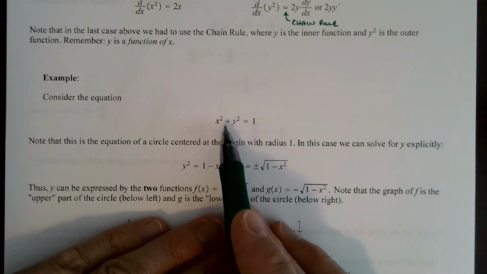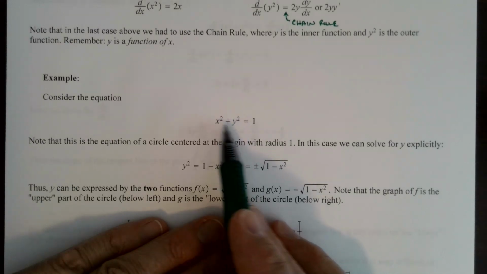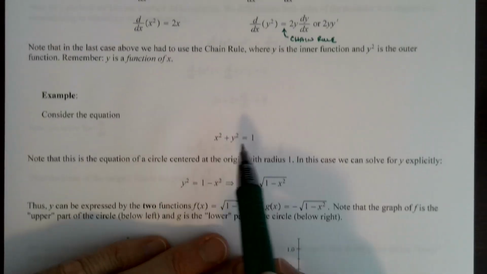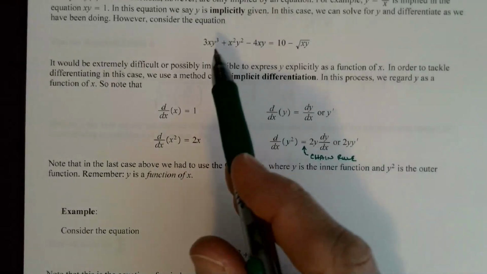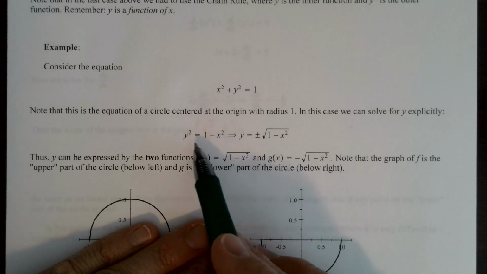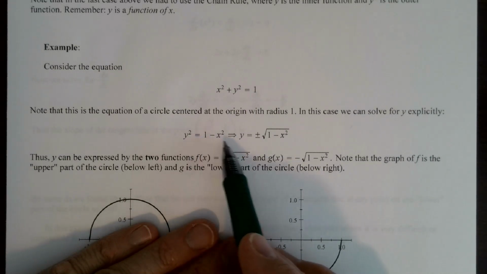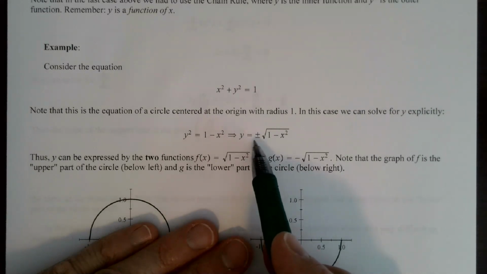And so in this case, we actually can solve explicitly for y. This equation is not that difficult to solve compared to the one that we were looking at up here, which was much more complicated. This one we can't. So how do I do that? I subtract x squared, and then what do I do to solve for y? I take the square root. But when I do that, I have to consider what? Both the positive and negative roots.